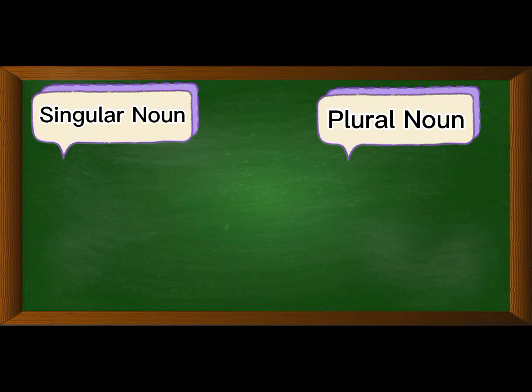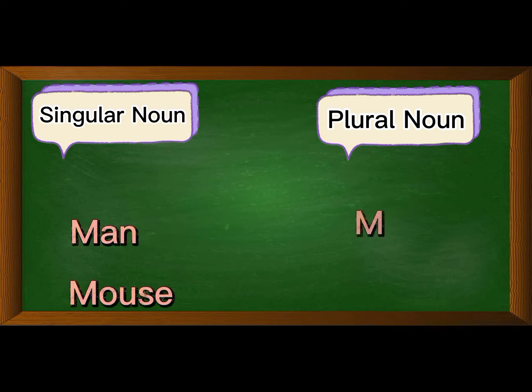Do you know, class, that there are also nouns that require a change in spelling in order to make the noun plural? So here are some examples of irregular nouns. Man, mouse. Who can transform these irregular nouns into plural? You're right, the plural form of man is men, and the plural form of mouse is mice.